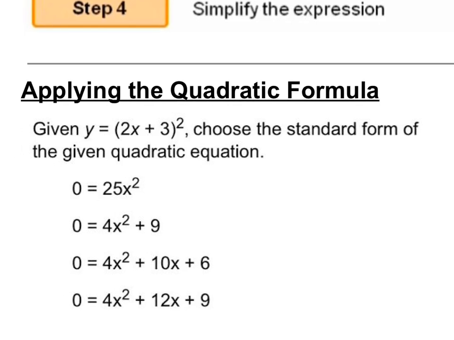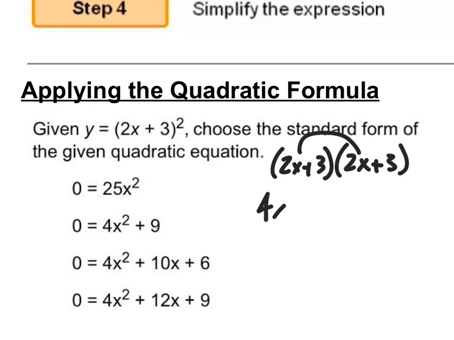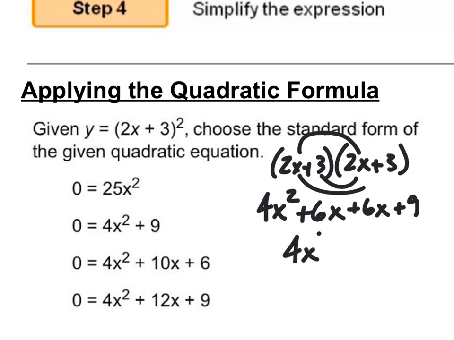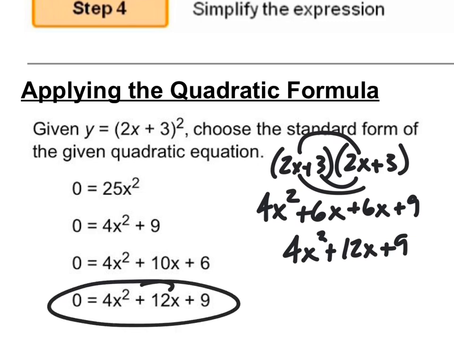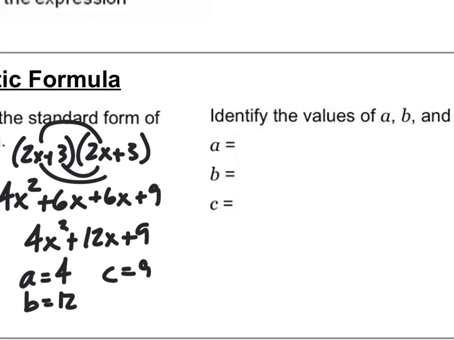Let's say that you're given something like this that's not in standard form, and you wanted to get that into standard form. Remember, if you have (2x plus 3) squared, that's 2x plus 3 times 2x plus 3. We multiply that out, we FOIL it, that's going to give me 4x squared plus 6x, and then plus 9. So you get 4x squared plus 12x plus 9, and that would be the standard form. Then you would say a is equal to 4, b is equal to 12, c is equal to 9, and we'd plug that into the quadratic formula.